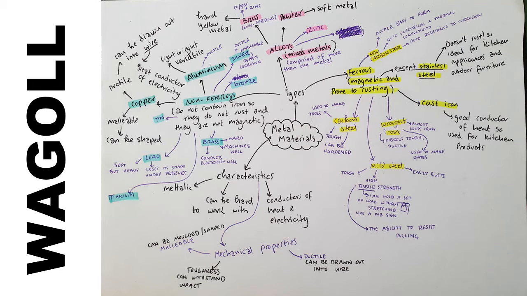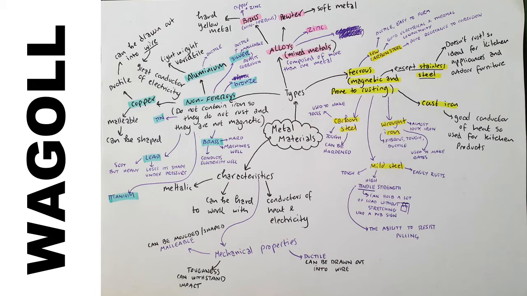This is a waggle I've created for you, and it is on metal-based materials. And I'm just going to very quickly explain to you what I did and why. So you do cover metal materials in your GCSE. So when I started this mind map, the first thing I did was I wrote down all the things I could just remember off the top of my head. So I started with the different types of metal materials. You've got ferrous, non-ferrous, and alloys.